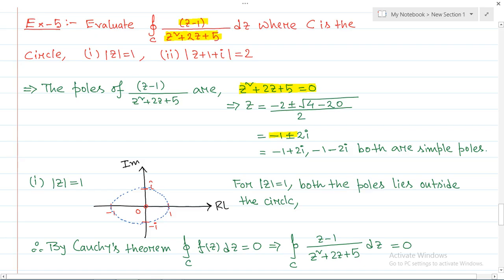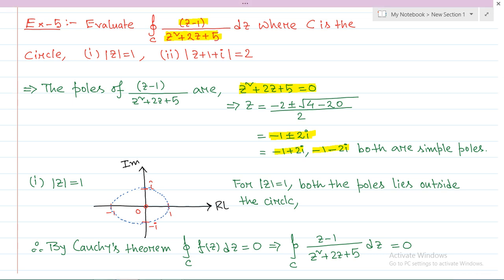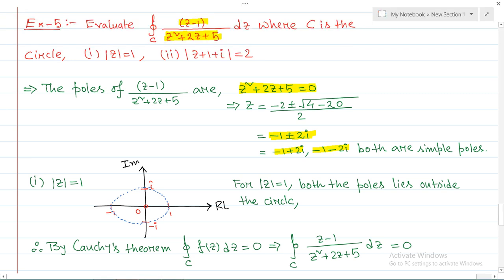The result is giving us minus 1 plus minus 2i. So the two poles are minus 1 plus 2i and minus 1 minus 2i. These two are both simple poles, because if we factorize it using the Sridhar-Acharya formula, we have z minus 1 divided by (z plus 1 minus 2i), which is going to be one factor, and another factor is (z plus 1 plus 2i). So this is the form of this function after doing the factorization.